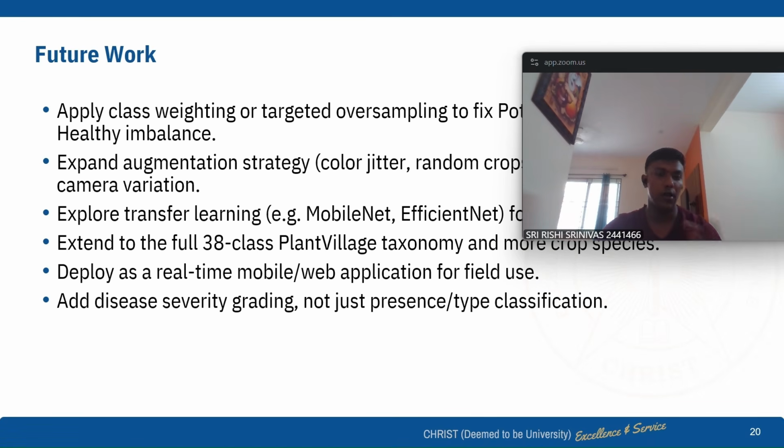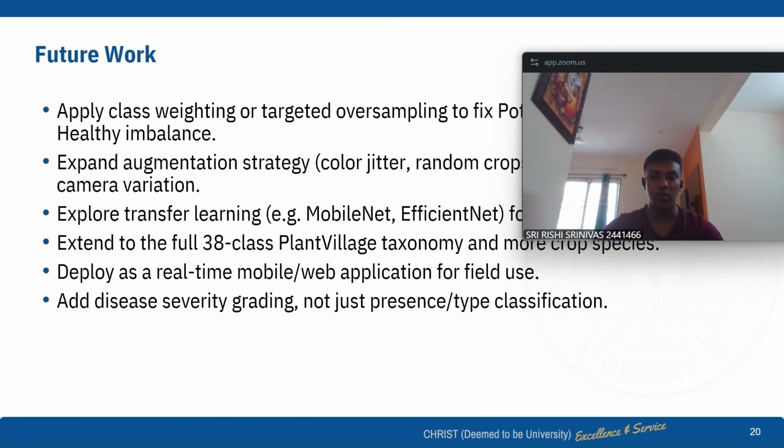And coming to the future work, like how we can work on it and improve it, if we take this project further, there are several improvements which we can make. First, we can handle class imbalance using class weightage or targeted oversampling, which I had previously mentioned. We could also use transfer learning with models such as MobileNet or EfficientNet, which may improve accuracy while remaining computationally efficient.